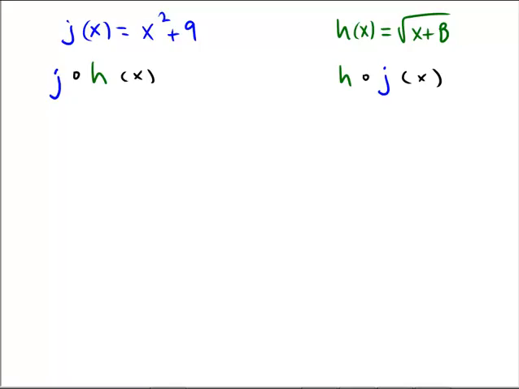Here's a j and an h. J of x is x squared plus 9, and h of x is radical x plus 8. So assuming you gave it a shot here and tried it on your own, we have j of h of x.